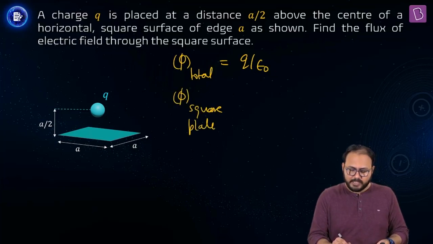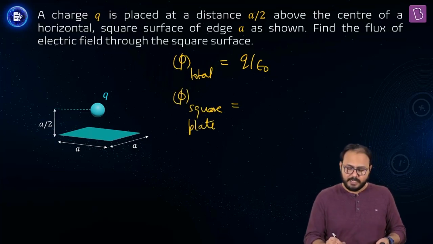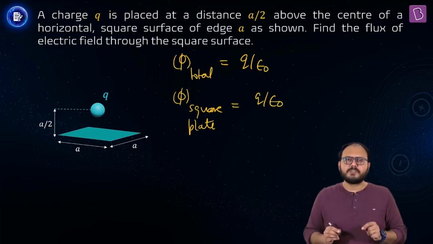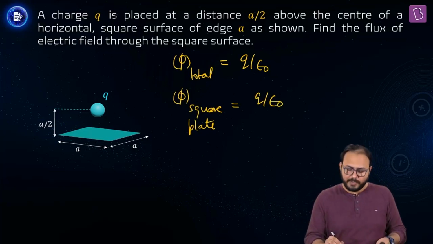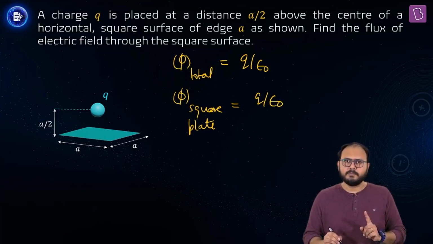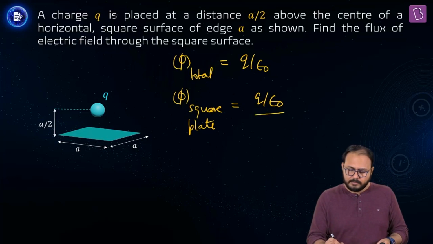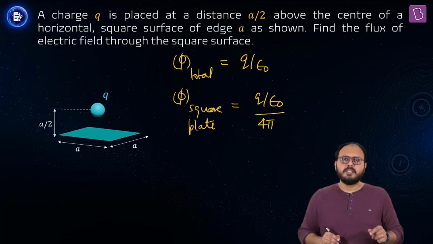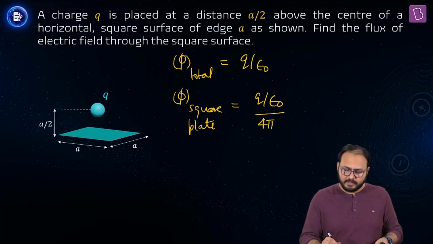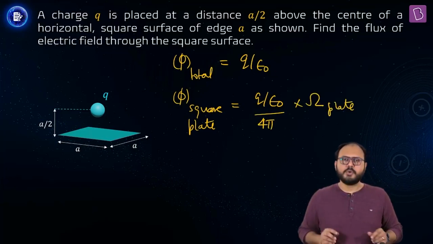If you want my honest opinion without math, it would be the unitary method. How is that, sir? What is the total value of solid angle in the universe? 4 pi. So Q by epsilon naught upon 4 pi. What is this? This is total flux per unit solid angle multiplied by the solid angle of the plate. Chew on that.